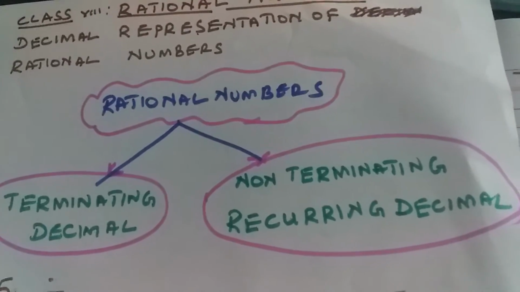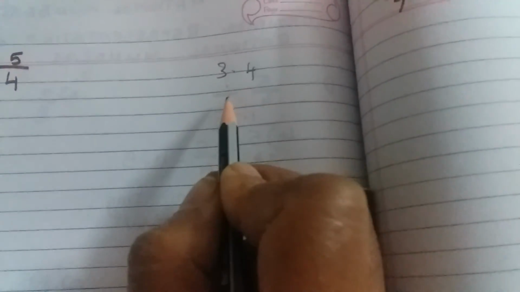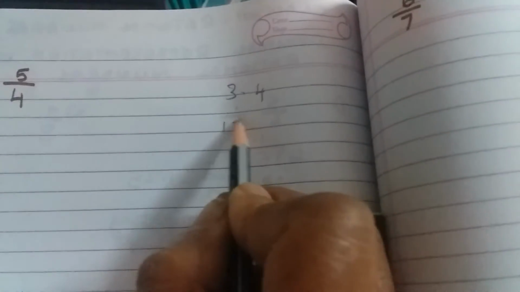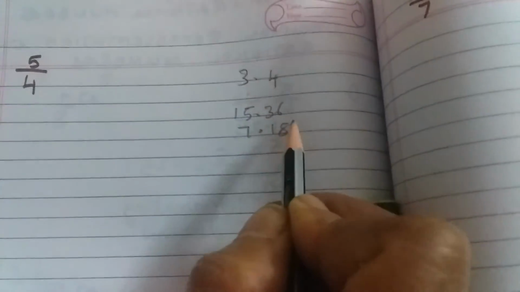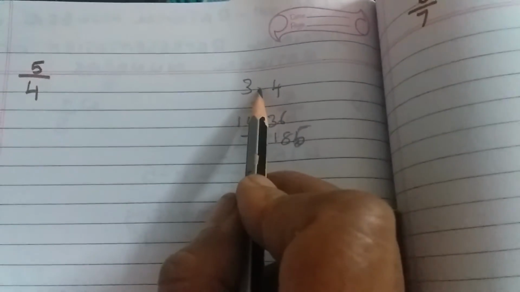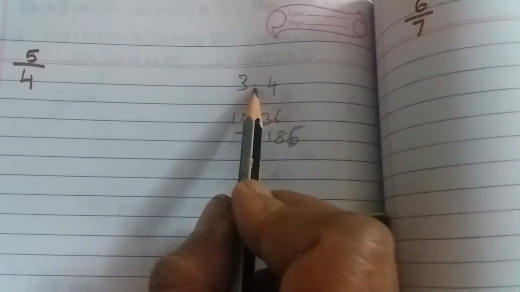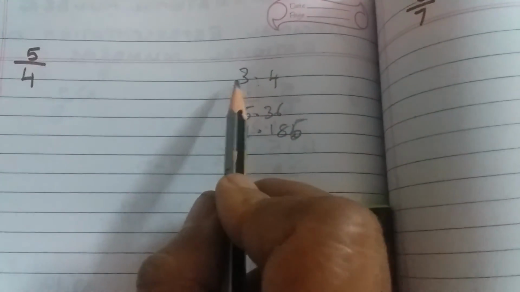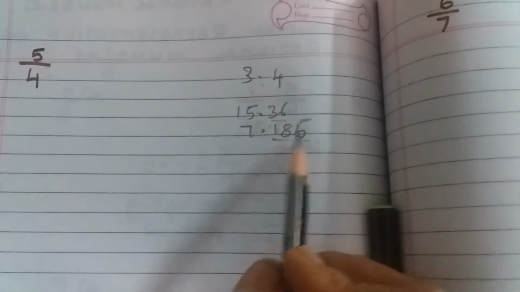So before going into the sum, we'll just recall what is a decimal number. 3.4 is a decimal number, the standard form of a decimal number, or 15.36 or 7.185. These numbers are called decimal numbers. That is, you have one decimal point. In a decimal number, you have only one decimal point, and before the point, the number is called the whole number, and after the point, it is called the fractional part or the decimal part.